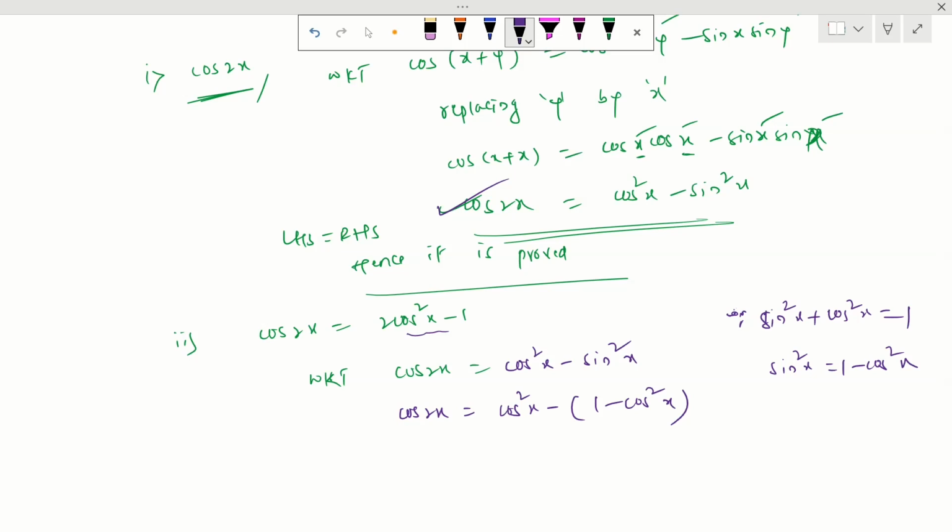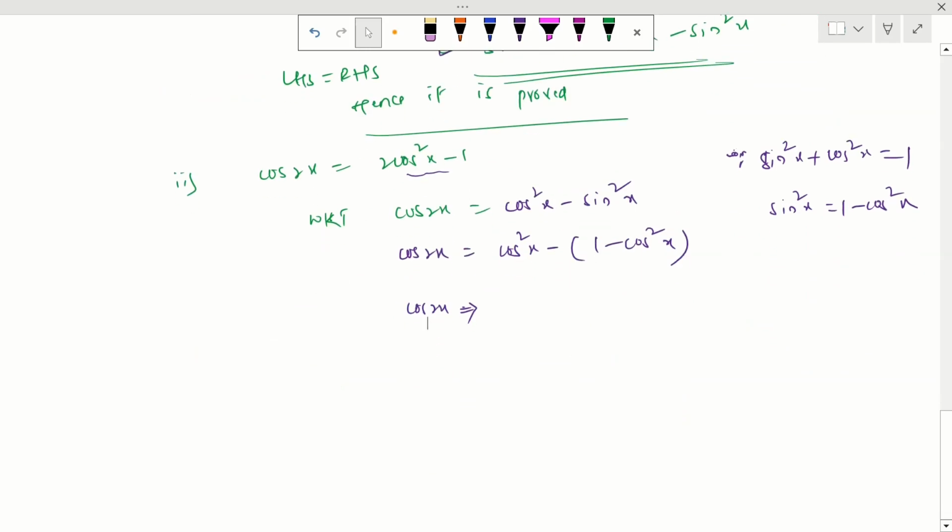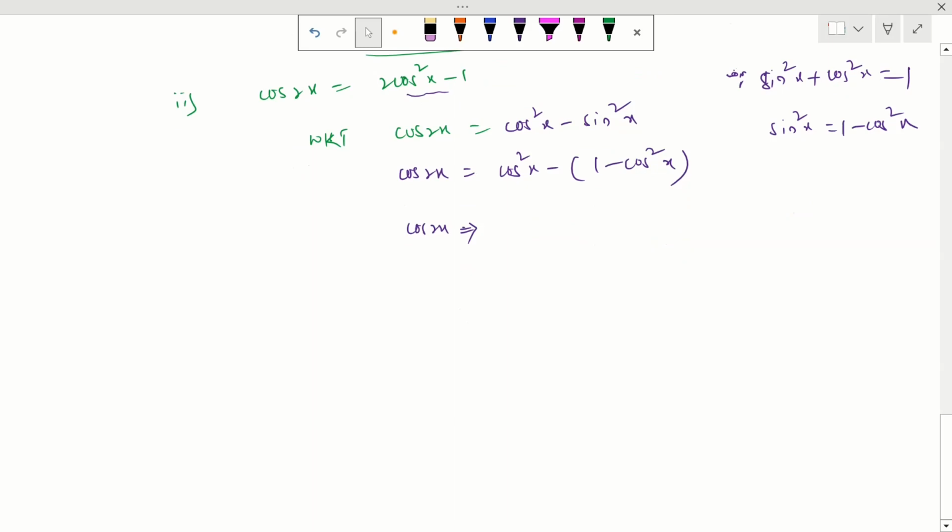So cos 2x is equal to, then it becomes cos square x minus 1, then plus cos square x, right? Minus into minus is plus. Therefore cos square x and cos square x, it is 2 cos square x minus 1. Then here LHS is equal to RHS. Then you can write, hence it is proved.